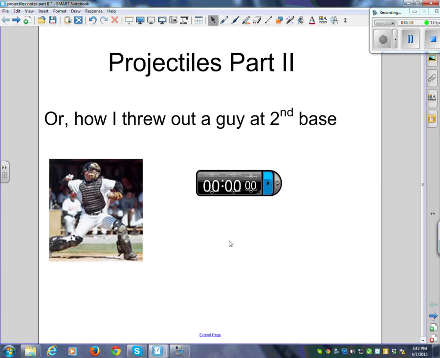Okay, let's do sample question number 2. Up to now, you've done sample questions like this, right? You've done off the cliff, you just did that, drive off the cliff. You've done projected off the cliff. This is type 2 on a flat surface, like a guy throwing a runner out at second base.